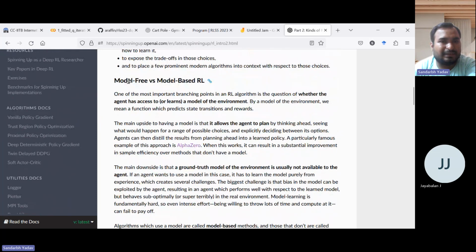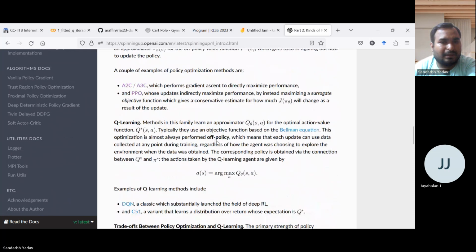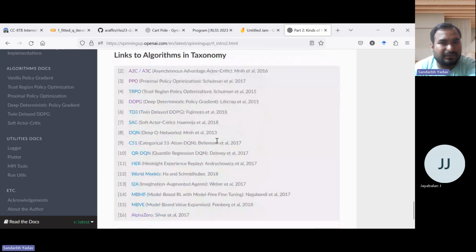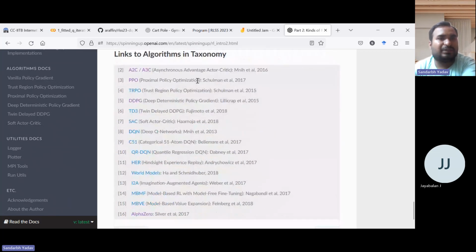Then you can learn the difference between model-free and model-based. All these details are there, and you simply have to read. These are the links to each of these algorithms. So I was mentioning this TD3. It's not temporal difference, but it's twin delayed DDPG.